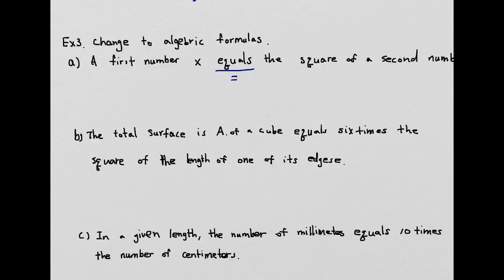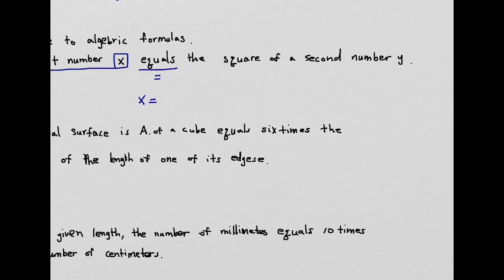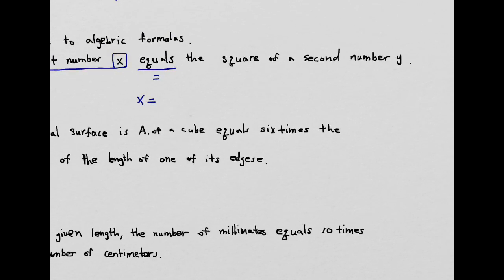So the x is the first number x. It's saying x is equal to something, right? So that's what we have so far. Equals what? It's the square of the second number. The square of the second number, which is y, you can show by y squared. So x equals y squared is what we got for the first problem.